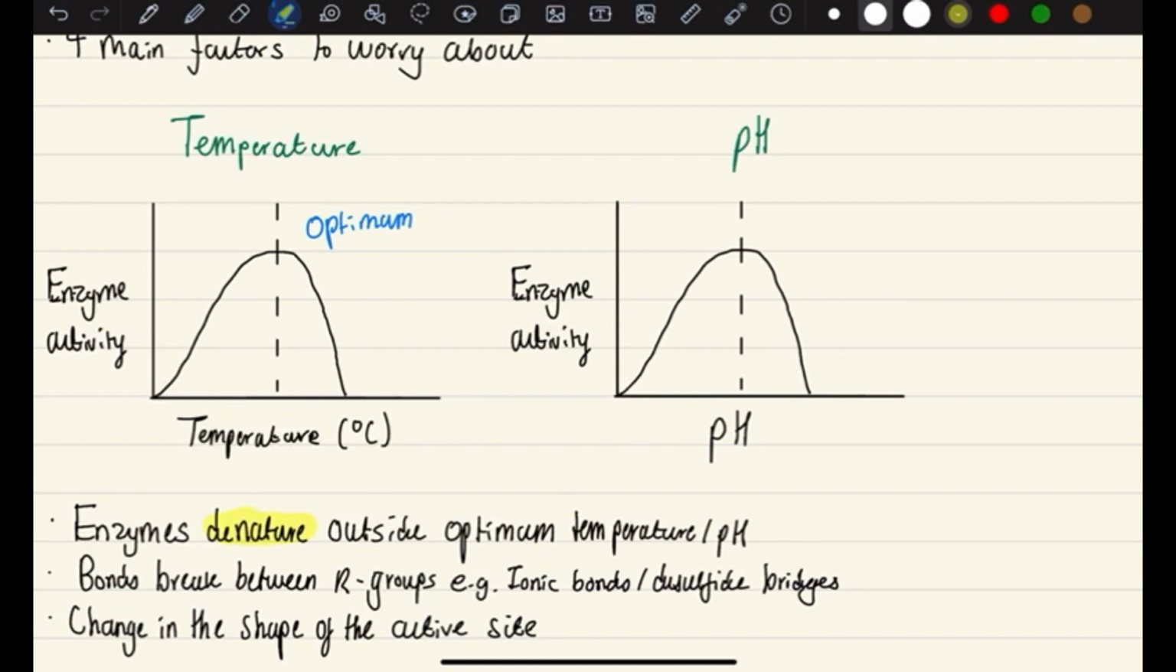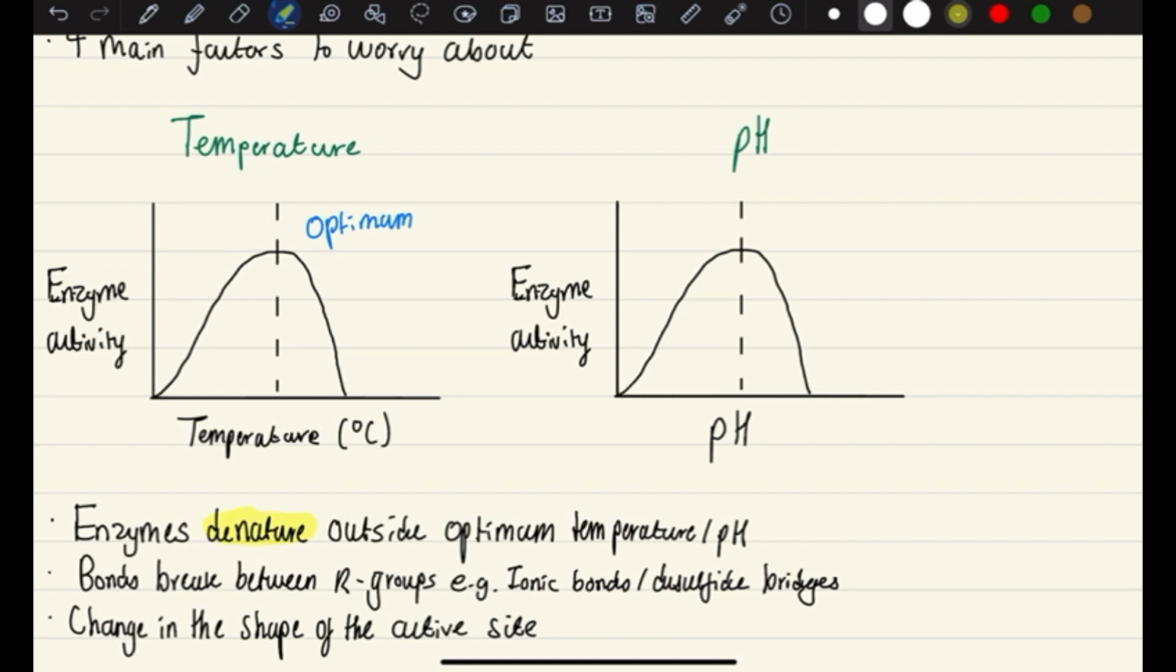You denature the enzyme because the active site changes. It's no longer specific or complementary to your substrate. So we cannot have this reaction keep on going at a fast rate. Similarly with pH, it's kind of the same thing about denaturing.